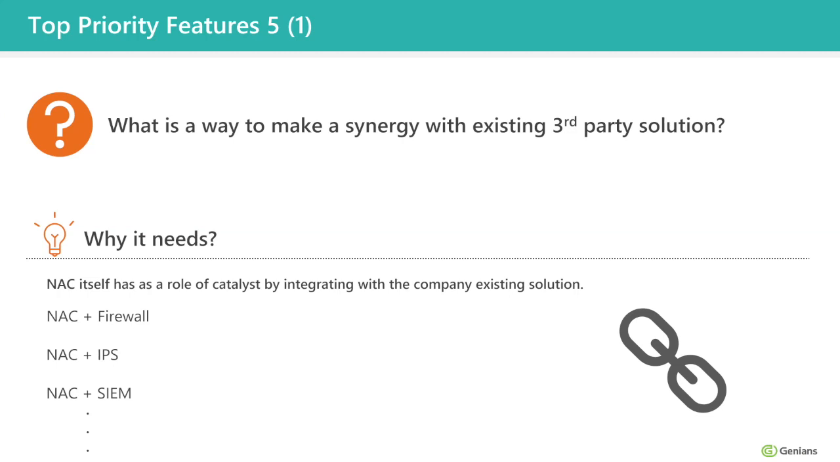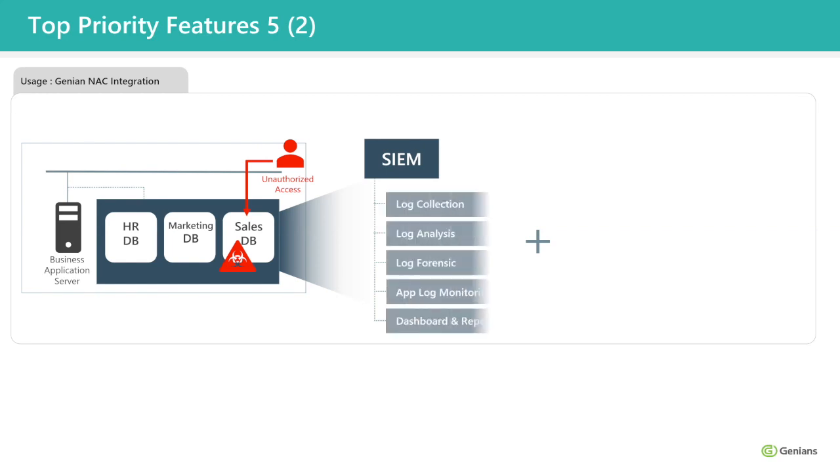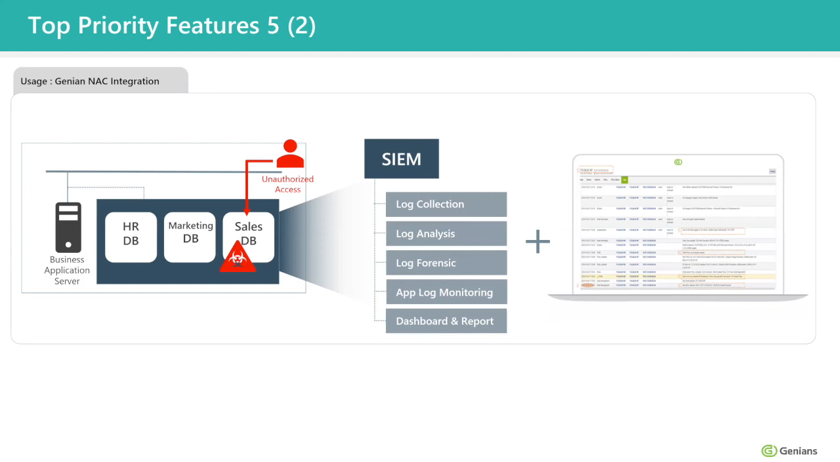So today, I prepared two scenarios of the integration. First scenario is Genian NAC with the SIEM. Once you detect your business application attacked by unauthorized access, your existing third-party solution such as SIEM has its own log, and then the IT manager is able to match this log with the Genian NAC log and can find the attacker.